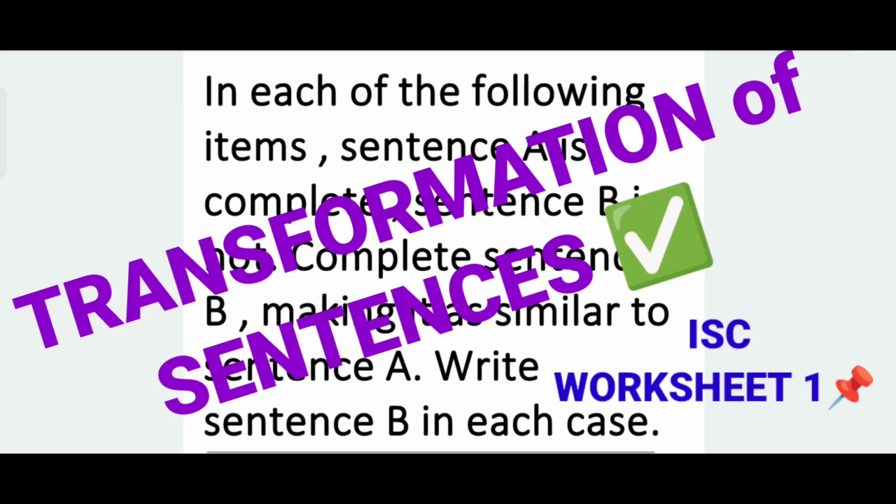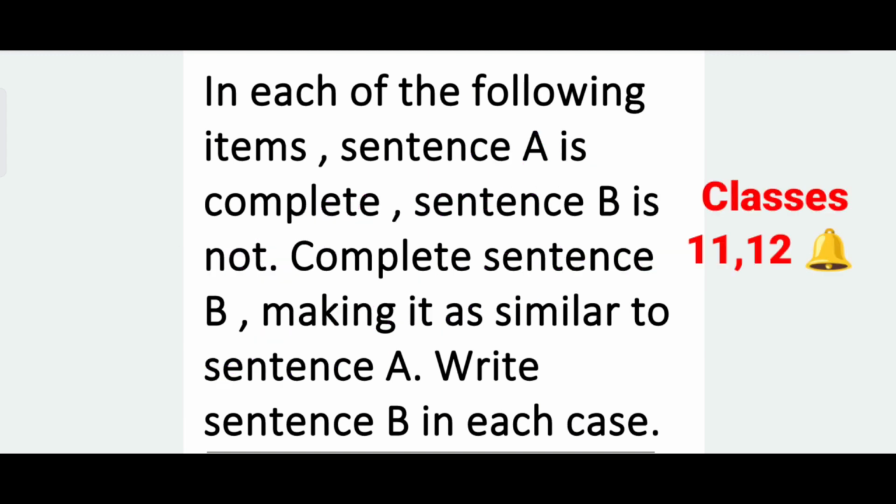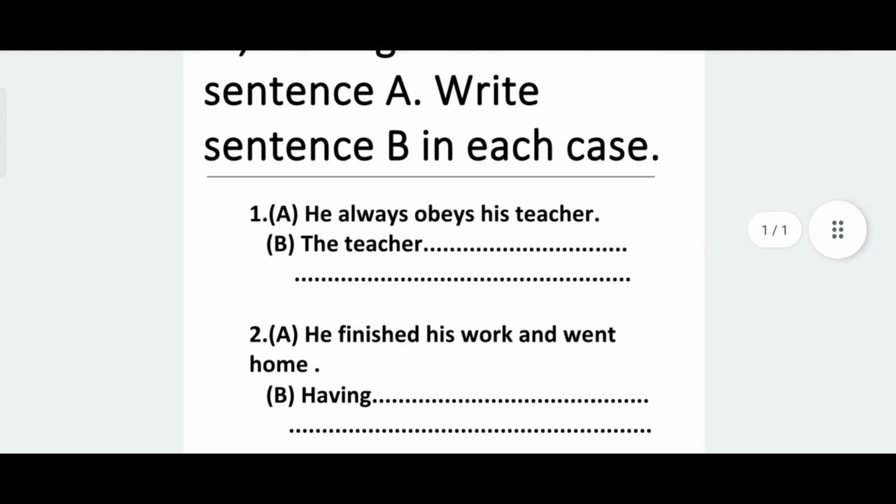ISC Transformation of Sentences, Classes 11 and 12, English Paper 1. In each of the following items, sentence A is complete, sentence B is not. Complete sentence B, making it as similar to sentence A. Write sentence B in each case. Do not copy the question, directly write the answer, sentence B. Let us now solve these questions.